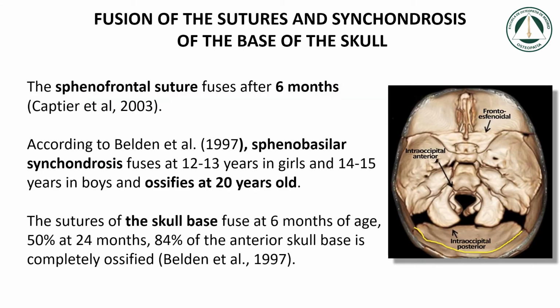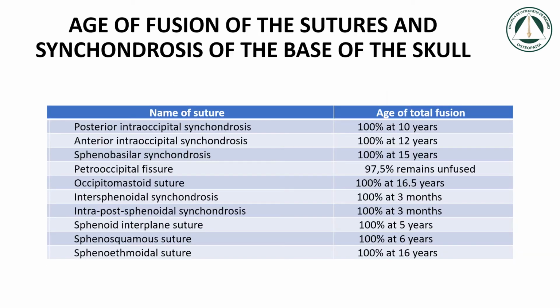Age of fusion of the sutures and synchondrosis of the base of the skull. The sphenofrontal suture fuses after 6 months. According to Belden et al., 1997, sphenobasilar synchondrosis fuses at 12 to 13 years of age in girls and 14 to 15 years old in boys and ossifies at 20 years old. The sutures of the skull base fuse at 6 months of age, 50% at 24 months, and 84% of the anterior skull base is completely ossified. This table shows the age of fusion of the sutures and synchondrosis of the base of the skull.